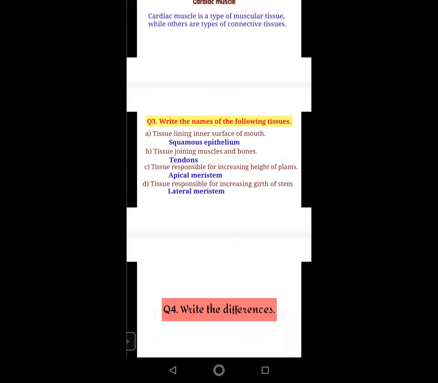A, tissue lining the inner surface of the mouth: squamous epithelium. B, tissue joining muscles and bone. Which is the tissue joining muscles and bone? Tendons. C, tissue responsible for increasing the height of a plant: apical meristem. D, tissue responsible for increasing the girth of the stem. Girth of the stem means what? Lateral meristem.